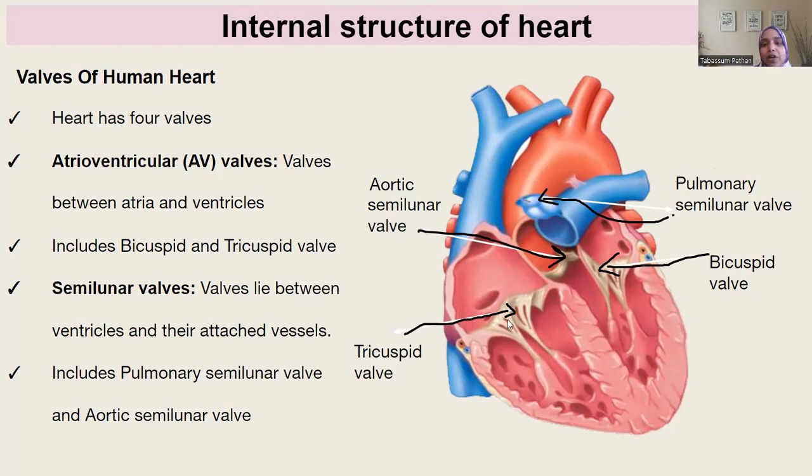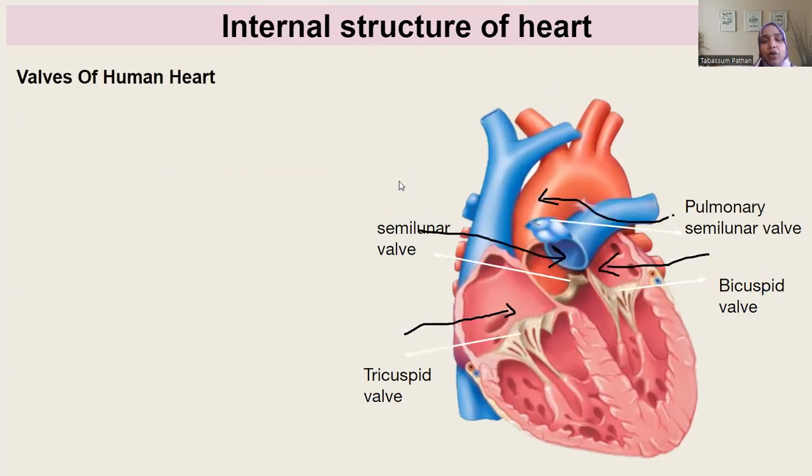So atrioventricular valves are the ones present between the auricles and the ventricles, the tricuspid and the bicuspid valves. The semilunar valves are over here. The pulmonary one is at the vessel which takes blood to the lungs, and the aortic one is at the aorta, where blood is taken to be distributed to different parts of the body. We will take this up one by one.